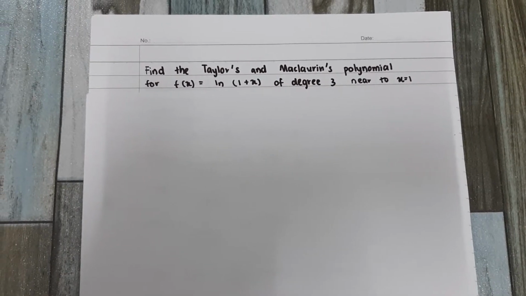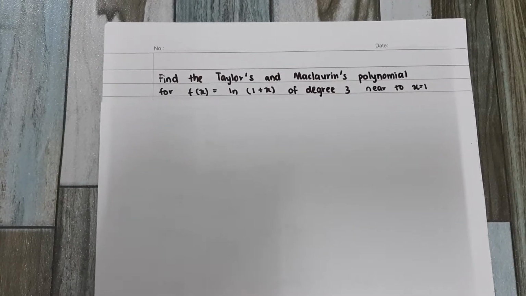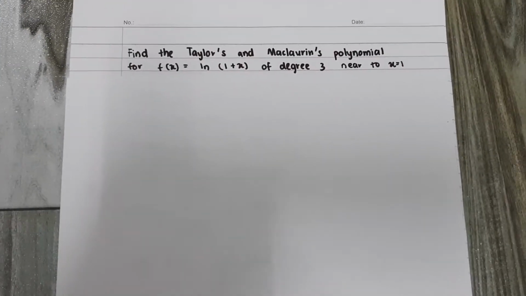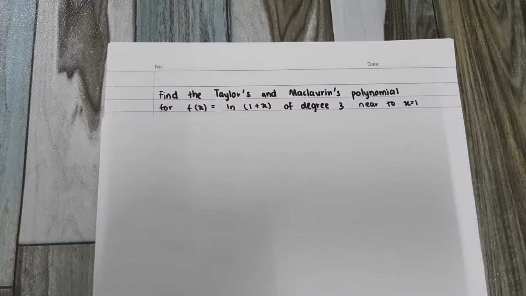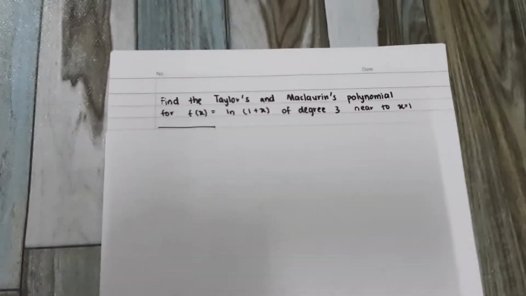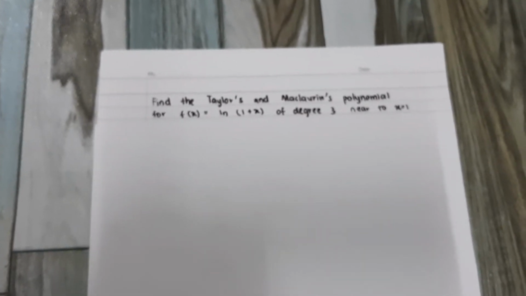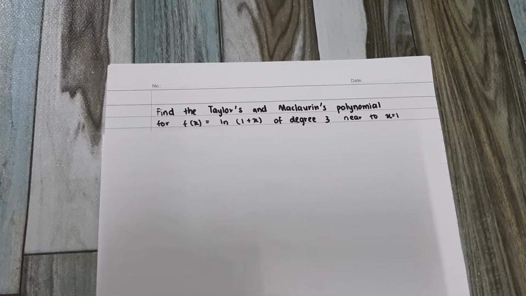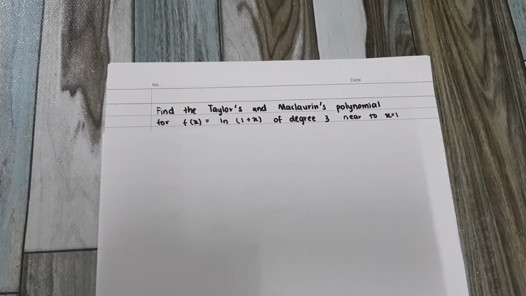In this video I will explain the difference between the Taylor's and Maclaurin's polynomial with the remainder. For the question, we want to find the Taylor's and Maclaurin's polynomial for the function f of x equals ln(1 plus x) of degree 3 near x equals 1.